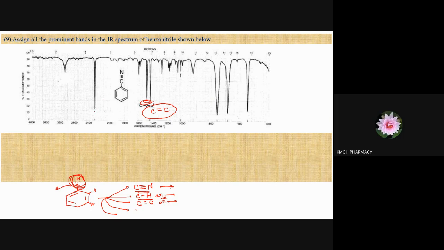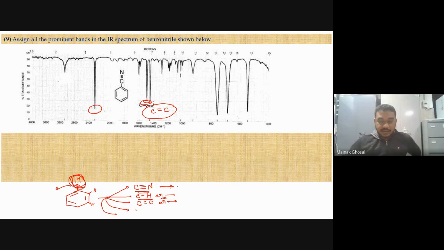A little higher frequency because of the triple bond force constant. It generally comes in this region, 2400 to 2000 almost. This region is actually assigned to C≡N, and this other region is 1600 to 1400 centimeter inverse.